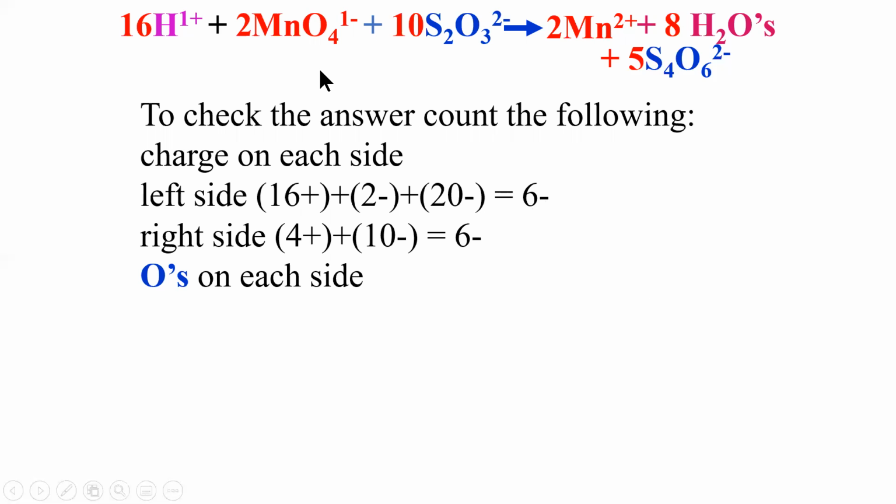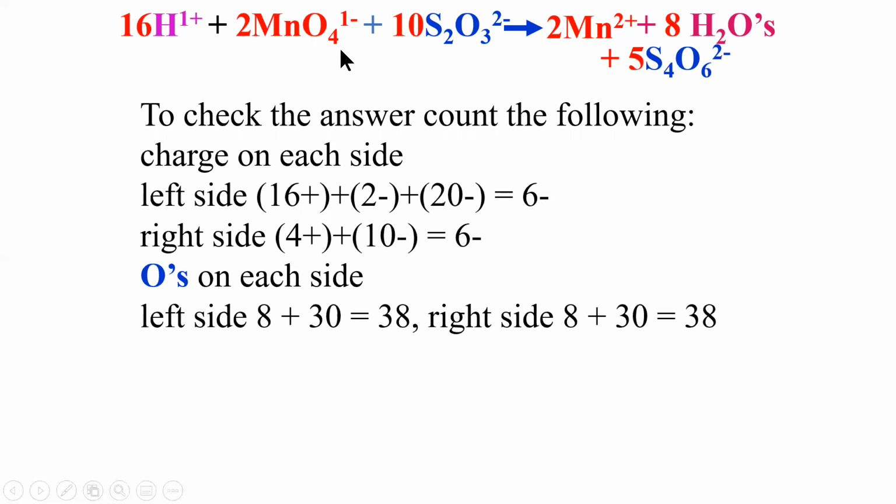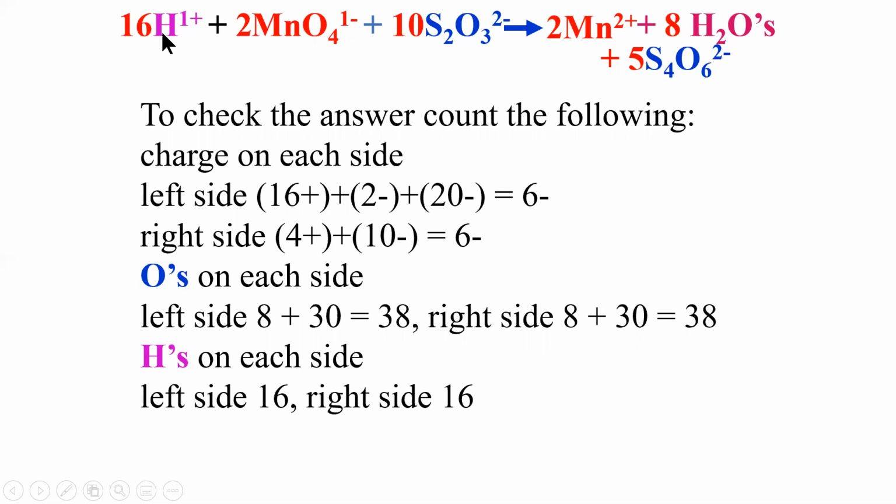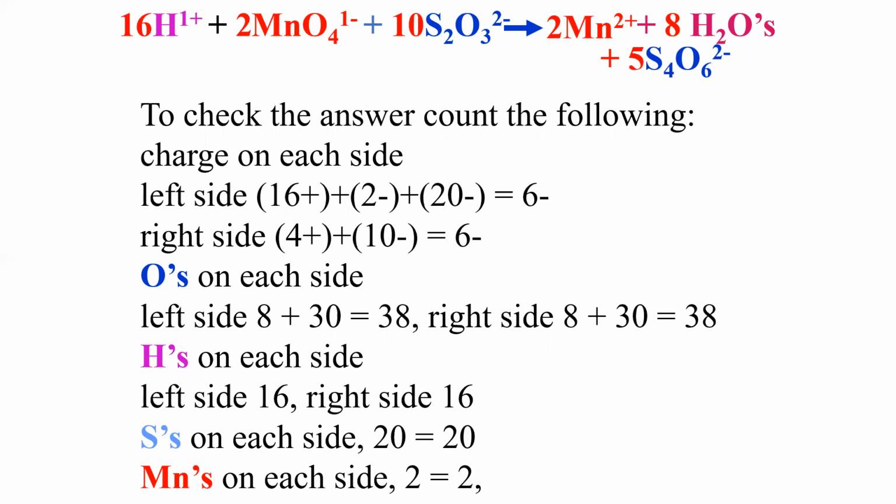Oxygens, let's check them. We have 8 oxygens here. We have 30 oxygens here for a total of 38 oxygens on the left. On the right, we get 8 oxygens here, 5 times 6, 30 here, 38 on the right. So hydrogens on each side, so 16 hydrogens on the left, 8 times 2, 16 hydrogens on the right. And sulfurs, we see we have 20 sulfurs on the left and 20 sulfurs on the right. So every atom is balanced. The charges are balanced. We know we did it correctly. So the manganese, sorry, I forgot to check. There's 2 manganese here, 2 manganese here. So I jumped the gun a bit there.